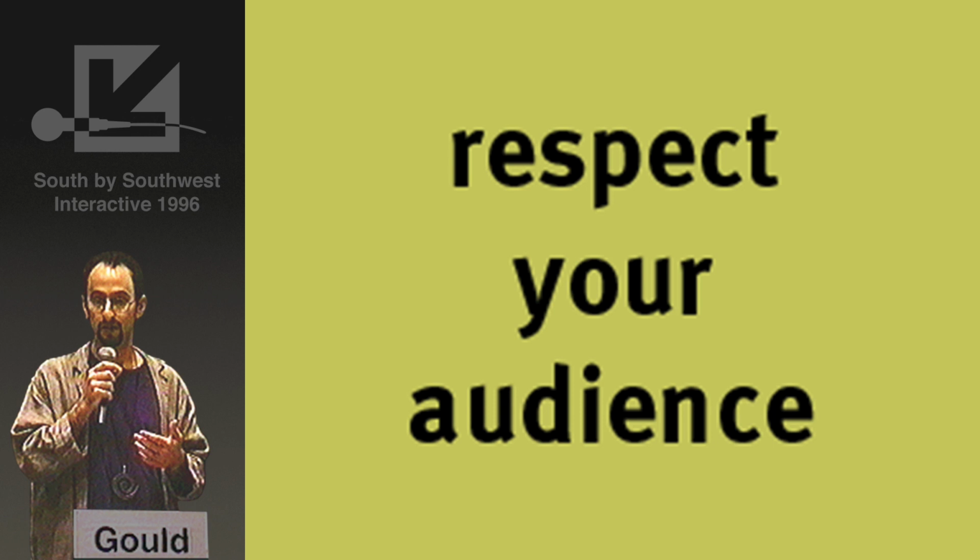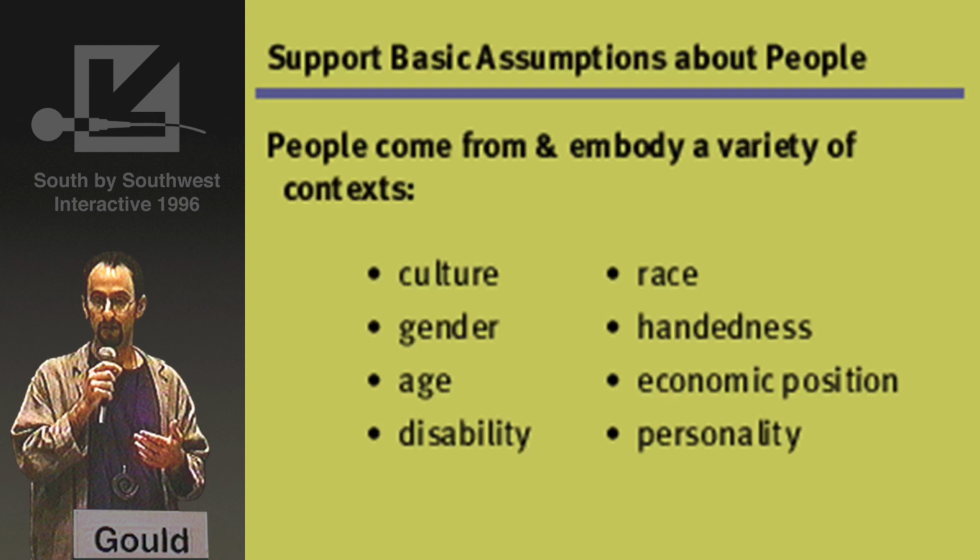Notice your biases, where those come out. People come from and embody a variety of perspectives and personal histories. Culturally, gender-wise, with age, disability, race, handedness, economic position, personality. As a result, people act in the world using a variety of techniques, holding a variety of perspectives. So it's nearly impossible to come up with and make a product that's universal, an interface that works for everybody, interaction techniques that work for everybody.